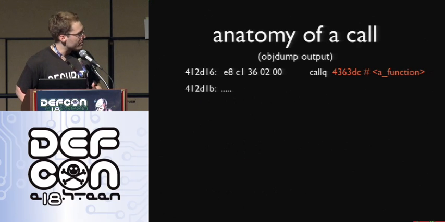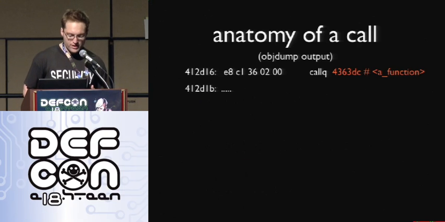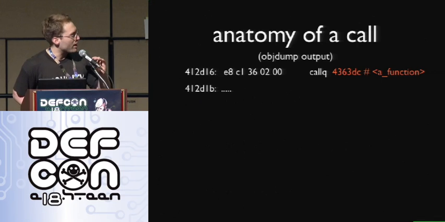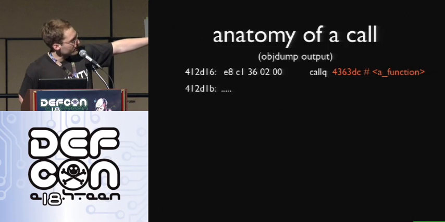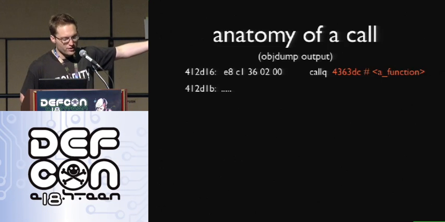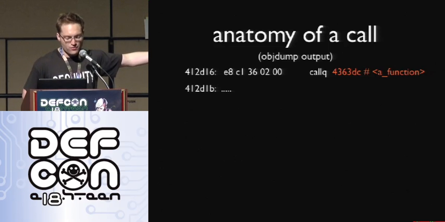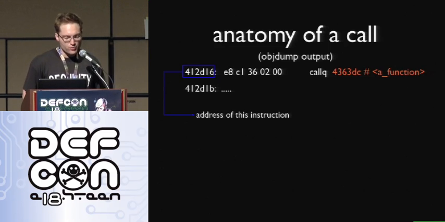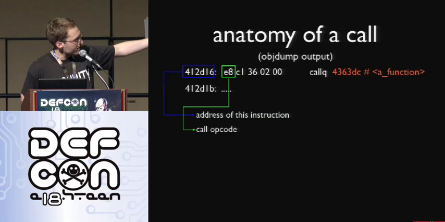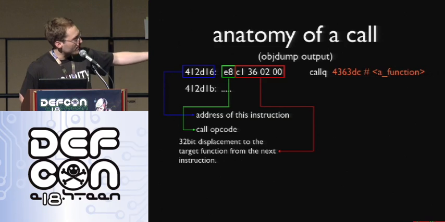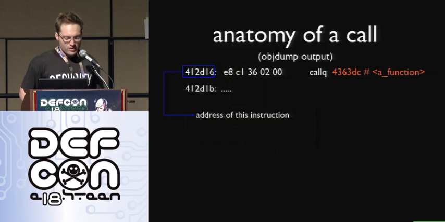Well, we can do an anatomy of a call instruction and get a better idea of what's going on. So this is just objdump output. And as you see on the right, there's a call instruction, and it's calling the function a_function, and the address that it lives at is 4363DC. So the way that's calculated is, in objdump, this is the address of this instruction. This is the call opcode E8. And then the 4 bytes after it are the 32-bit displacement to the function you're trying to call.